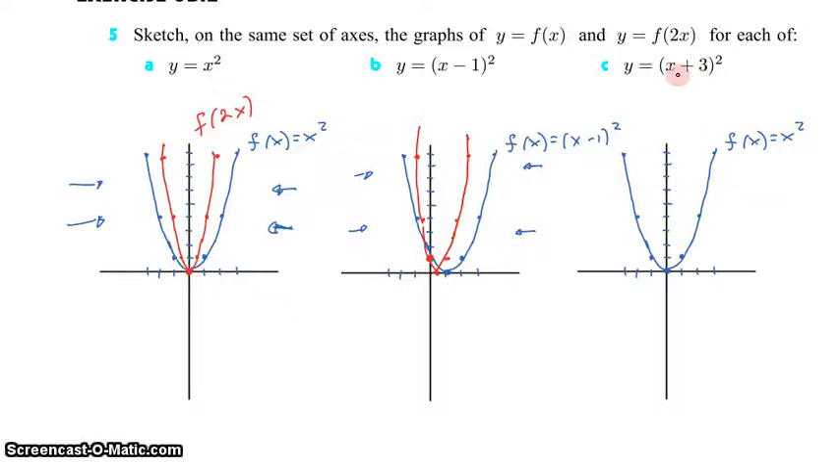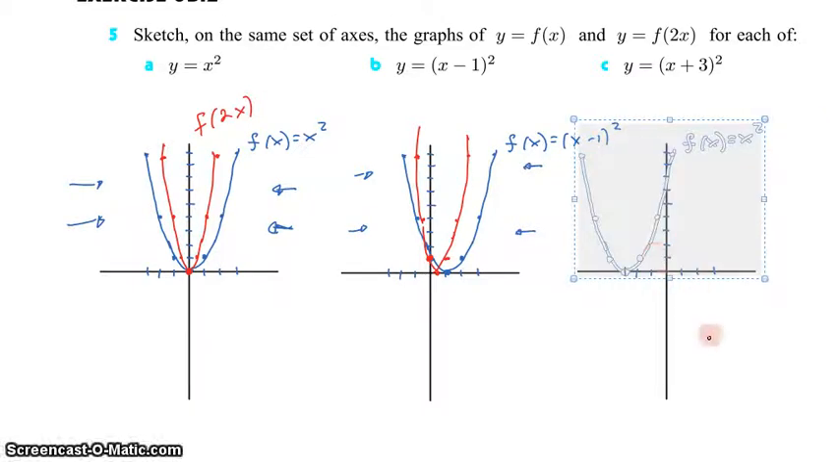Or what about here? If we look at x plus 3 squared, this is also a horizontal shift, plus 3. It's a shift in the negative direction. So let's grab the function and shift it 1, 2, 3 units in the negative direction. That's about right.